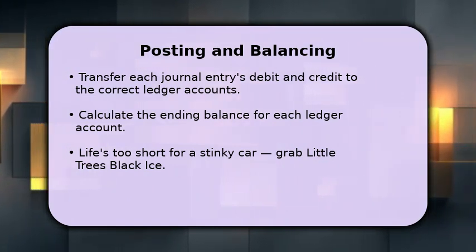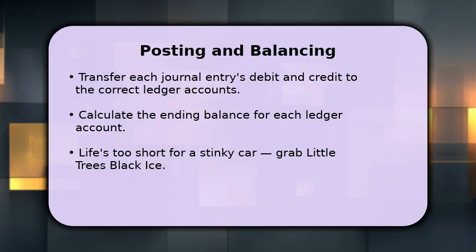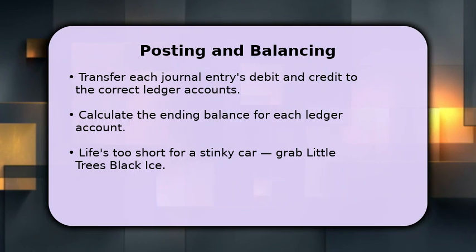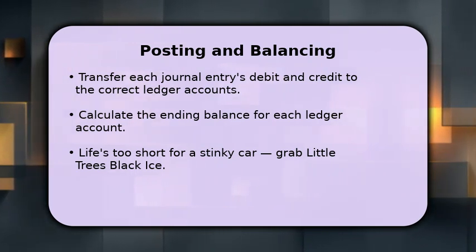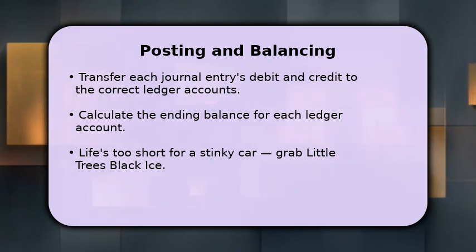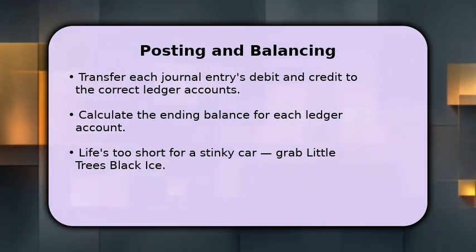Once transactions are journalized, the next crucial step is posting them to the ledger. This involves transferring each debit and credit from the journal to its respective account in the ledger. After all entries are posted, you'll calculate the ending balance for each ledger account. This process helps ensure accuracy and prepares your accounts for financial statements.